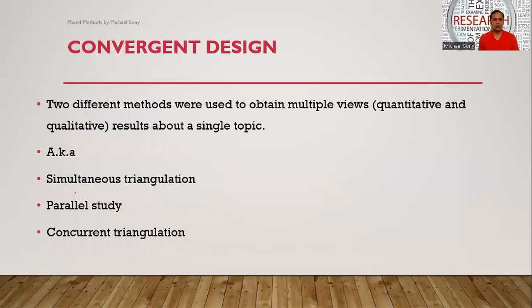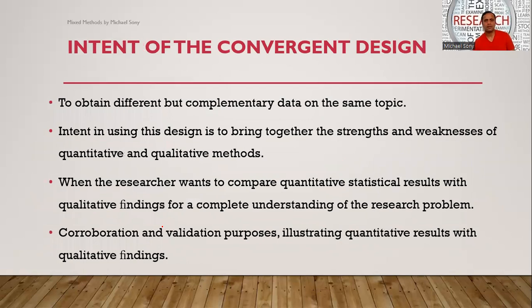This is also known as simultaneous triangulation, parallel study, or concurrent triangulation. The intent is to obtain complementary data on the same topic. We need to be very clear of one fact: both qualitative and quantitative studies are used to answer the same research question. That's why there is corroboration and validation of purposes.